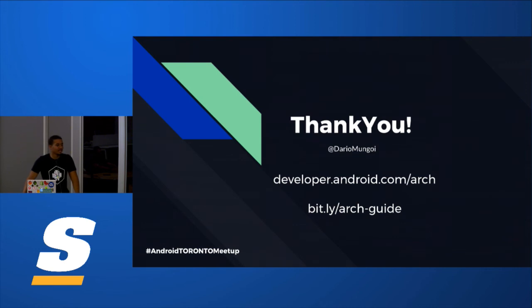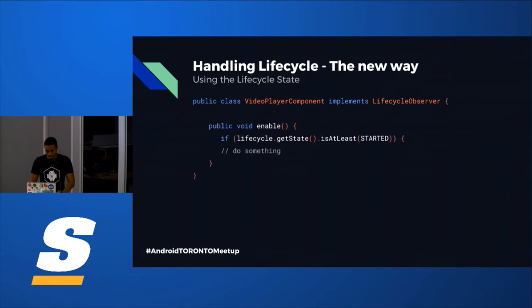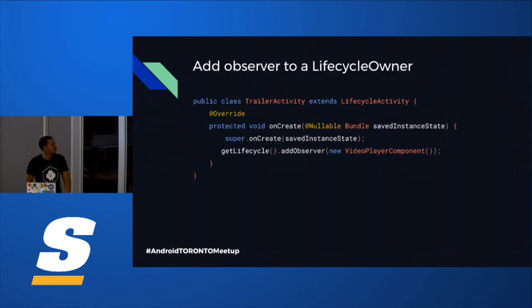So basically, by creating a lifecycle aware component, you can take all that logic and create smaller components for each one of the things that you're trying to build. So in this case, for the video player, you create a class that extends a lifecycle observer. It means that class knows about the lifecycle that it's tied to, like the scope that it's tied to. So when your activity starts, you get a lifecycle, you add an observer, and you add that component, right? That component already knows about the scope of this specific activity, in this case, the trailer activity.